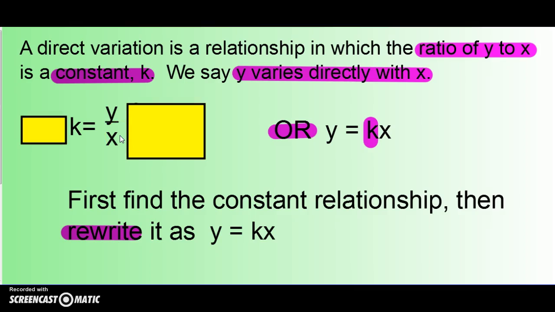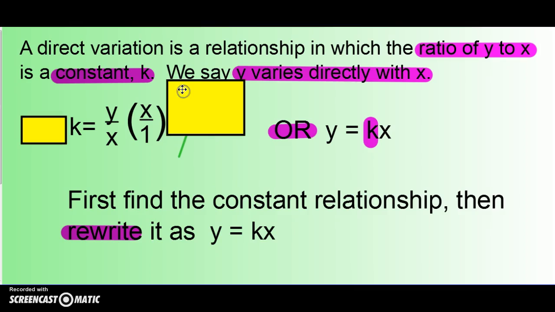Now, you're also going to take that value k, the direct variation, and you're going to substitute it into an equation that looks like y equals the direct variation times x. Notice how that works. Here we want to get the y alone, so we're going to multiply each side by x over 1. The x's cross out, so now we get y alone.